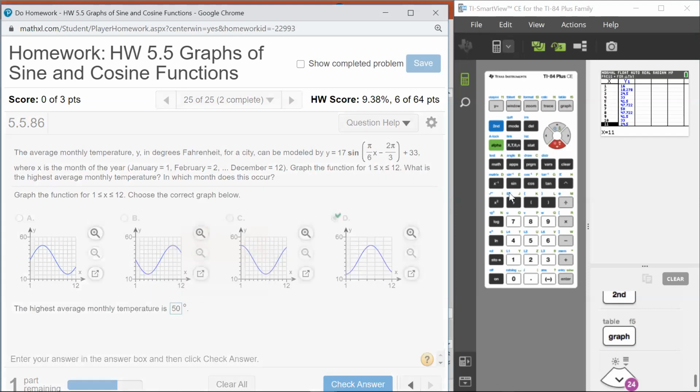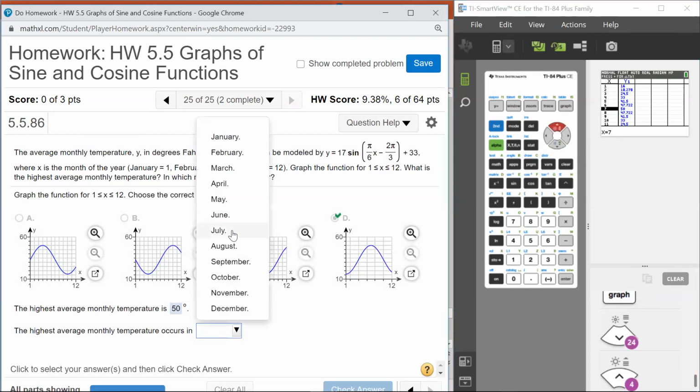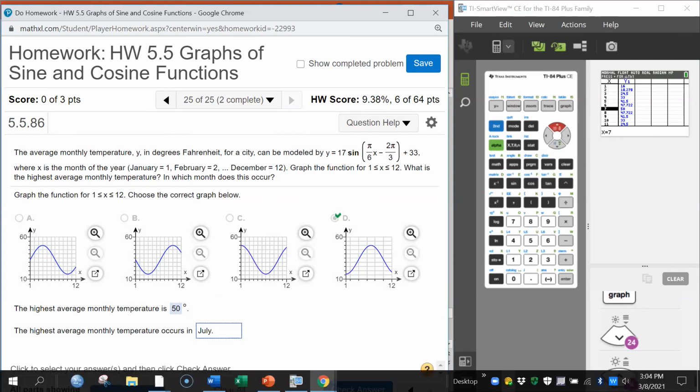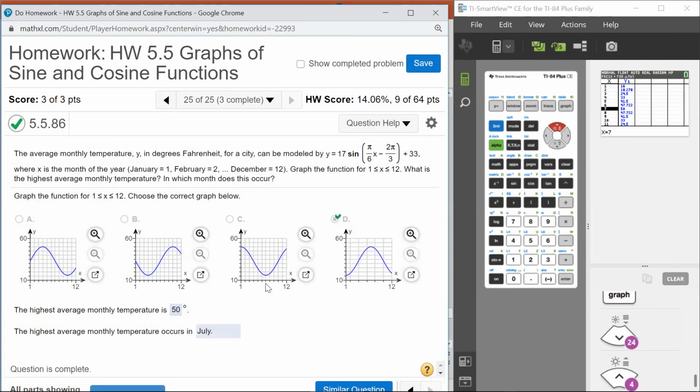It says good work. And when does that happen? Well, it happens in July, or the 7th month. So I'm going to say 7, which is equal to July. So I'm going to check answer, hit OK. So there it is.